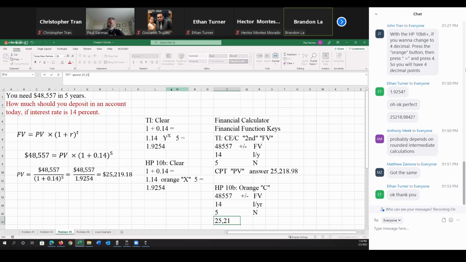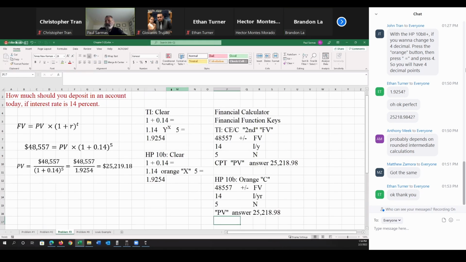Okay. Professor? Yes. For some reason, I'm following your steps exactly for the HP 10B, but same with the last problem, I'm not getting that number. Do you know if there might be a reason why? Are you clearing it? Yeah. I got a different answer as well. I got like 45,821. Yes, that's what I got too.